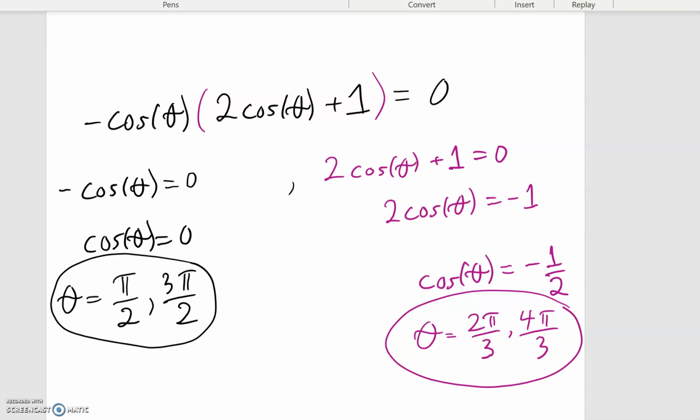Now, please bear in mind, for all of the problems in this video, you were only asked to find the solutions that were between 0 inclusive up to 2 pi exclusive.